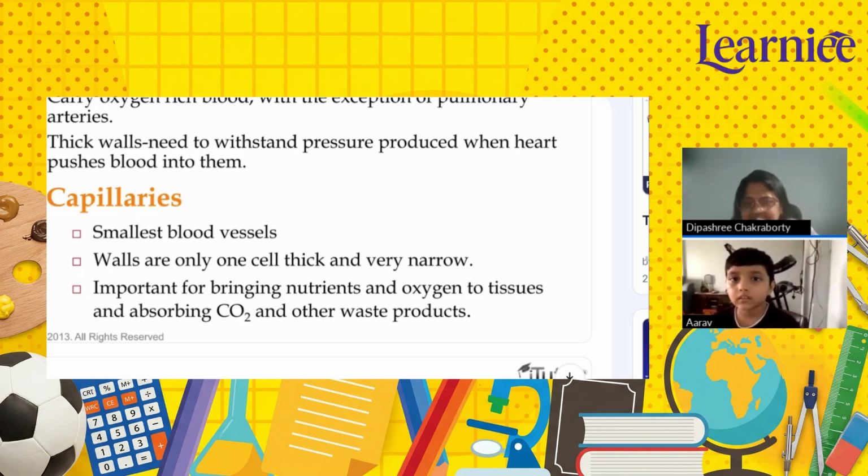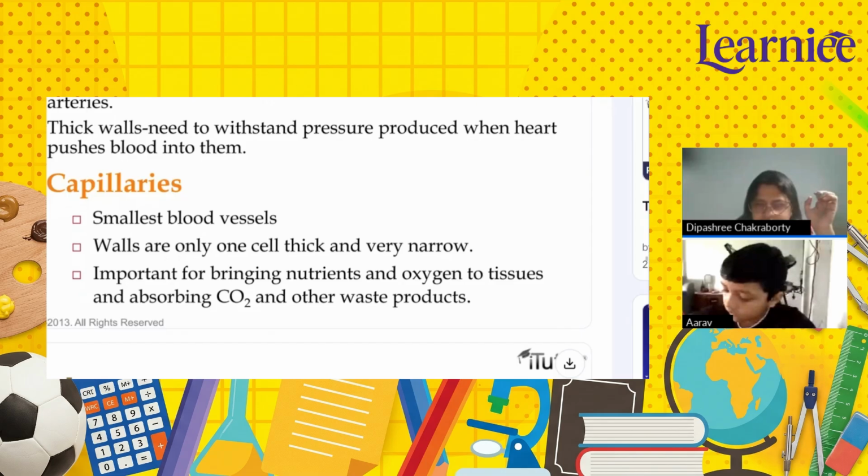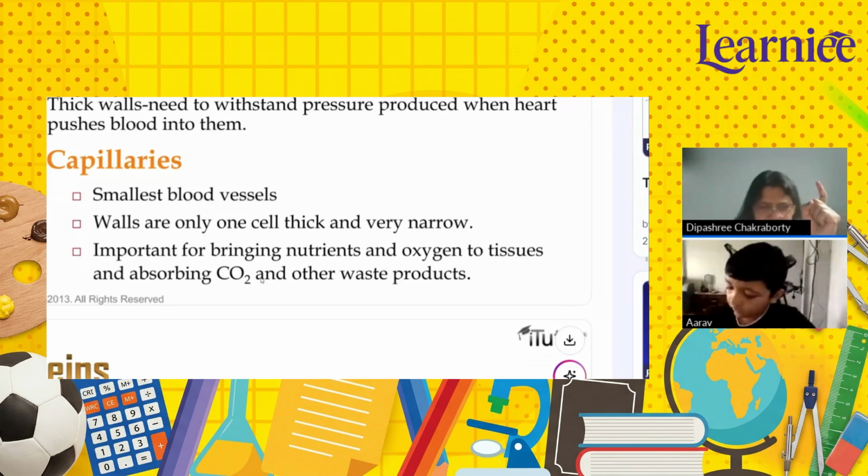So next, capillaries will be your heading, underline. You are going to write only one sentence, only the function. Mention the function of capillaries. Tell me without seeing before writing. Important for bringing nutrients and oxygen to tissues and absorbing CO2, carbon dioxide, and other waste products. Okay, so you can start from here, bringing nutrients. No need to write this important food. Done. Capillary is done. Now we are coming to veins.